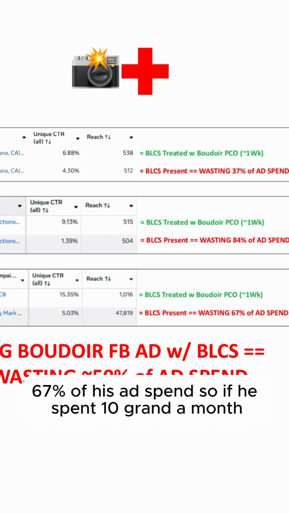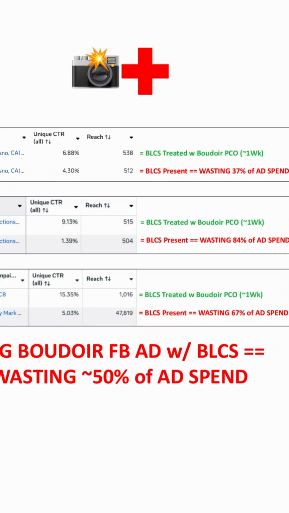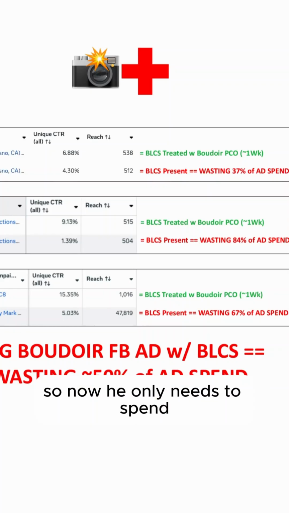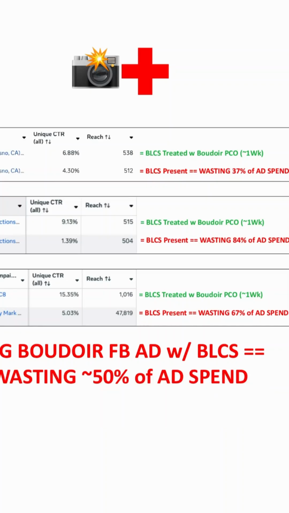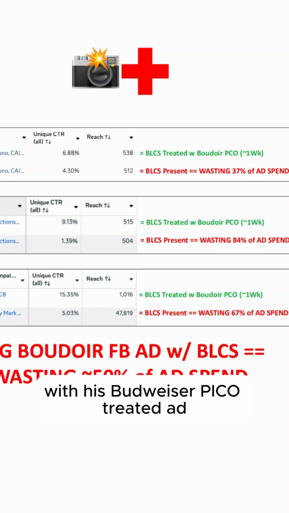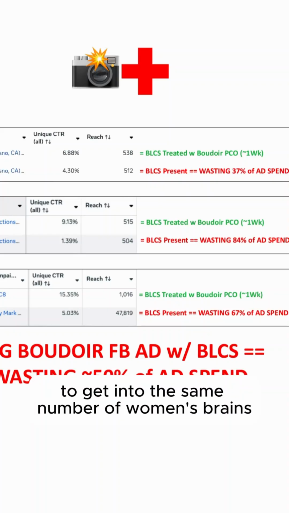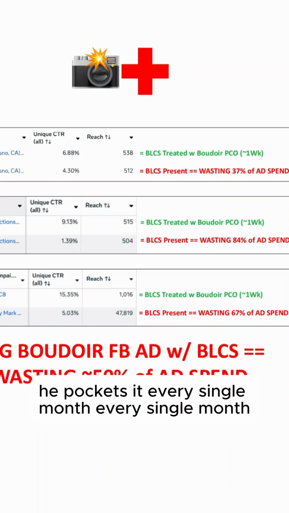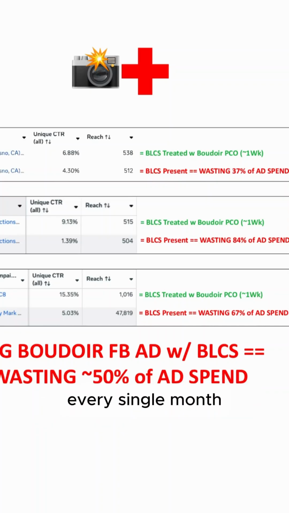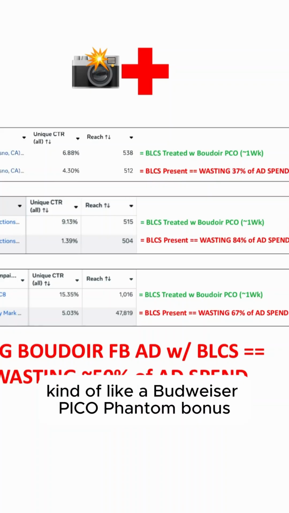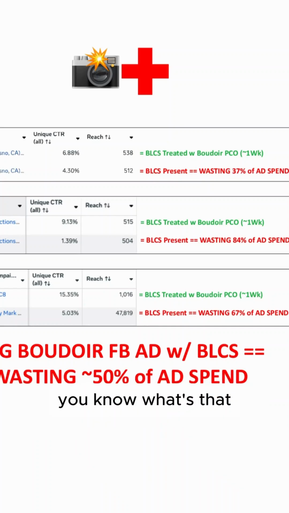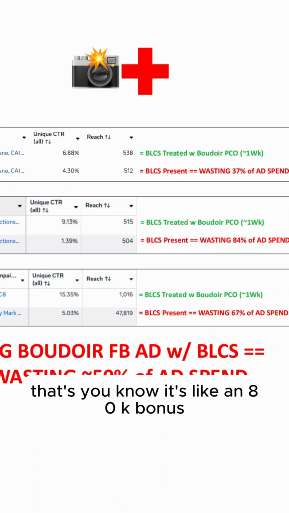So if he's spending 10 grand a month, $6,700 a month is being wasted. So now he only needs to spend $3,300 a month with his Boudoir Pico treated ad to get it into the same number of women's brains. And that $6,700 he no longer has to spend. He pockets it every single month. Kind of like a Boudoir Pico phantom bonus. And at the end of the year, after 12 months, what's that? That's like an 80K bonus.